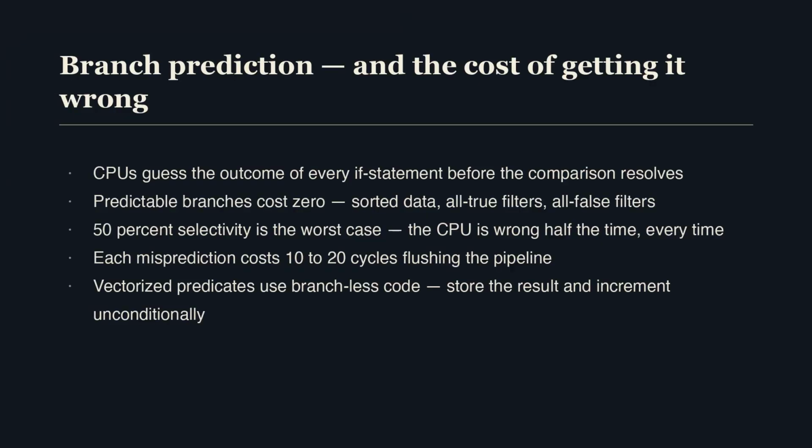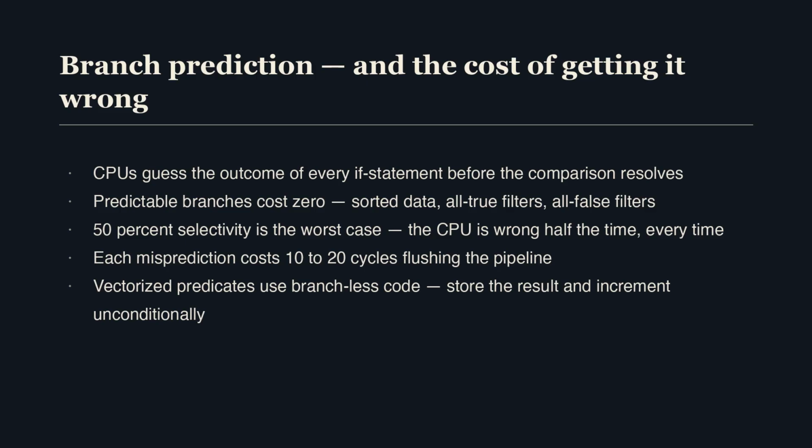Every if statement is a branch. The CPU guesses the outcome before the comparison finishes, and when the guess is wrong, it flushes the pipeline. Each misprediction costs 10 to 20 cycles. When the predicate is predictable, the cost is 0. Sorted data, all true filters, all false filters. The predictor is right every time.